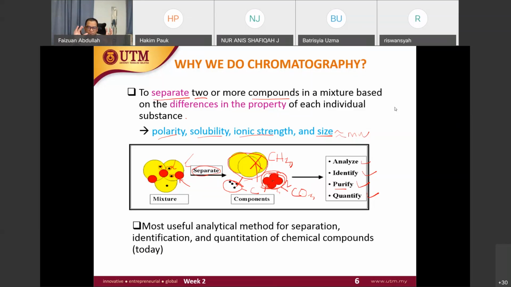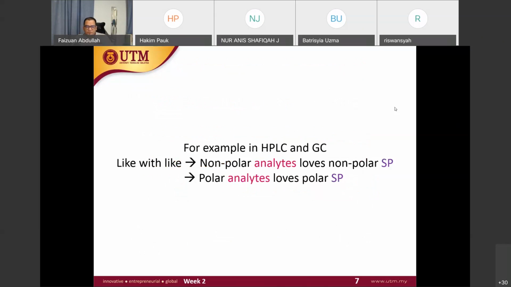So under the chromatography technique, we have a lot of instruments. The machines. So for example, we have HPLC and GC. These two instruments are very famous, very well known, and very useful in any industry: oil and gas, foods, pharmaceutical. A lot of industries use these instruments.